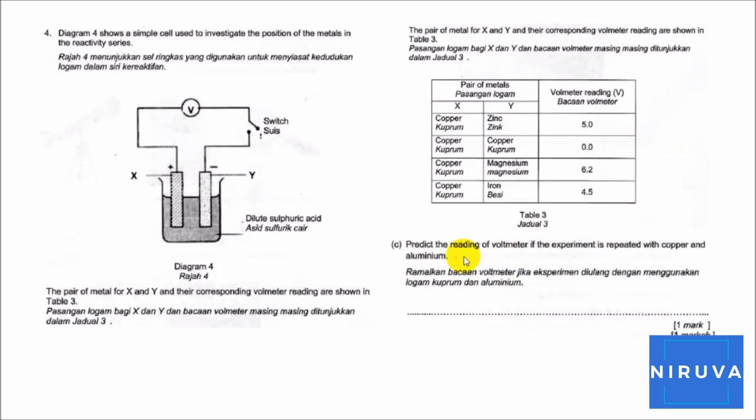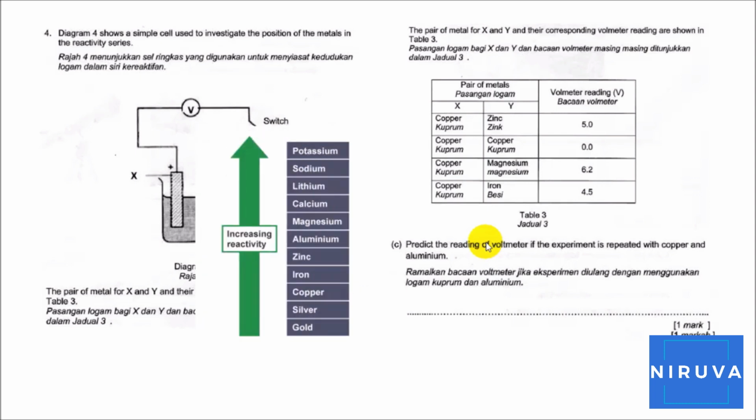Okay, and then C, predict the reading of the voltmeter if the experiment is repeated with copper and aluminium. To answer this question, you may refer to the periodic table or list here that shows the increasing reactivity of metals, starting from the least reactive metal up to the highest reactive metal, potassium.